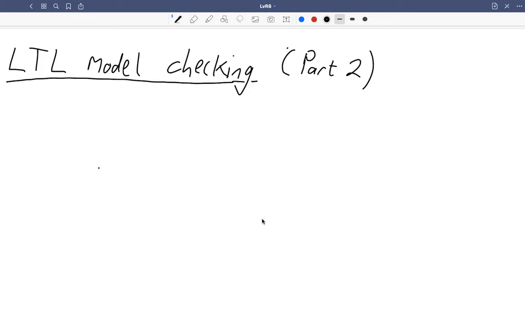To do that, we introduced the notion of Büchi automaton and the related and slightly more general notion of generalized Büchi automaton. In this part, we're going to put these Büchi automata to good use, but we're not going to complete the algorithmic solution to the model checking problem. That's going to be done in a third part, which will be the first part of the lecture next week.